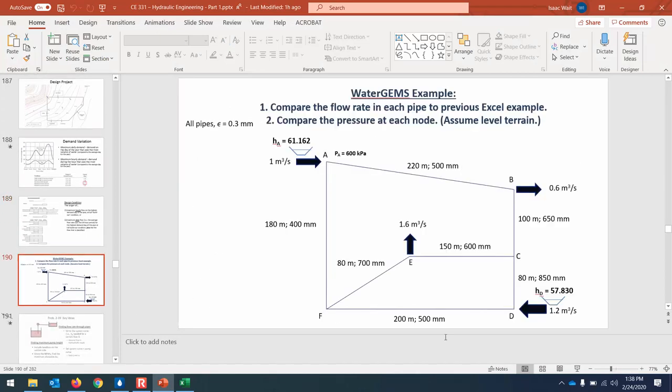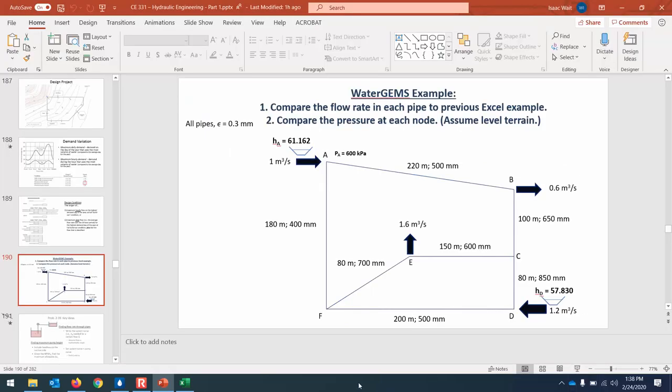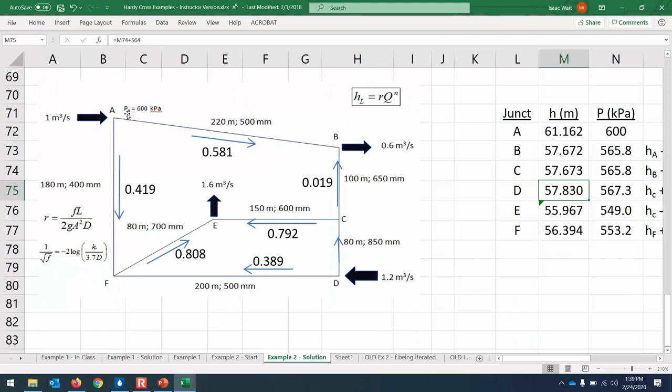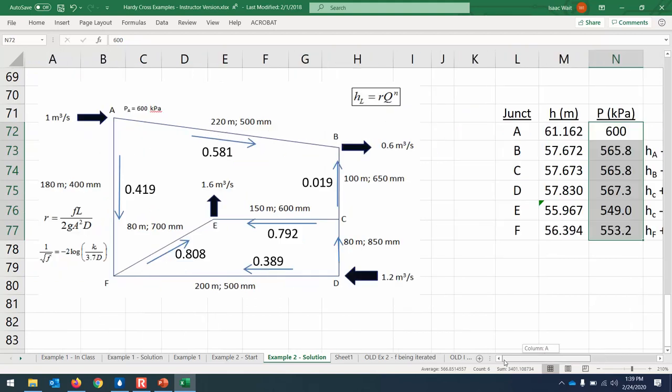And just as a refresher on how WaterGEMS works, I thought that what we would do would be to rework this example that we did in class using the spreadsheet. Rework it just as a demonstration with WaterGEMS and see how closely the flow rates and the pressures match. This is one that you may remember I solved with the spreadsheet, and we found the pressure at each junction, and we found the flow rate through each pipe and the flow direction. So let's try and set this same network up in WaterGEMS and see if we get the same flow rates and so on.